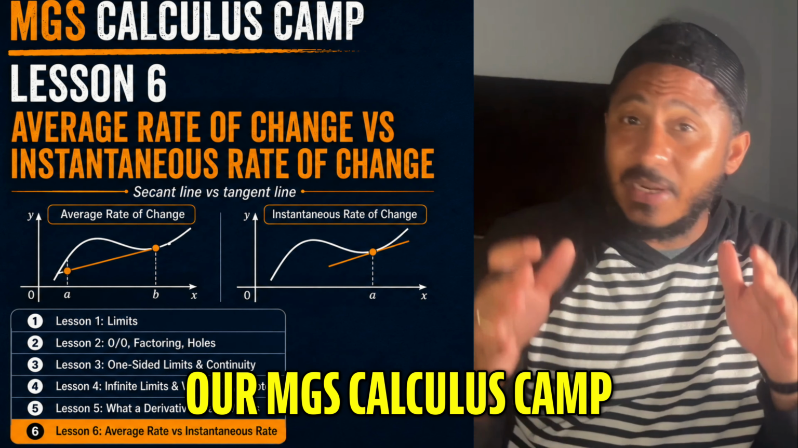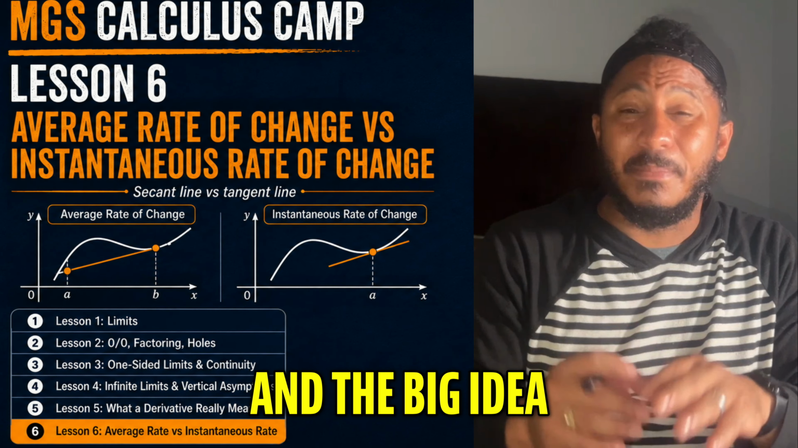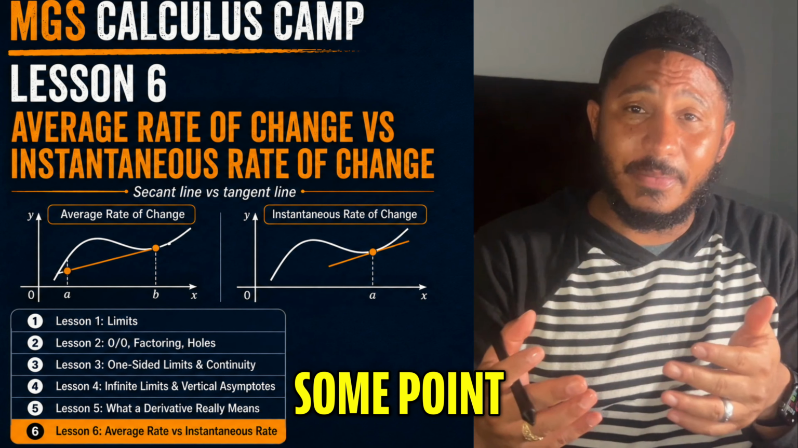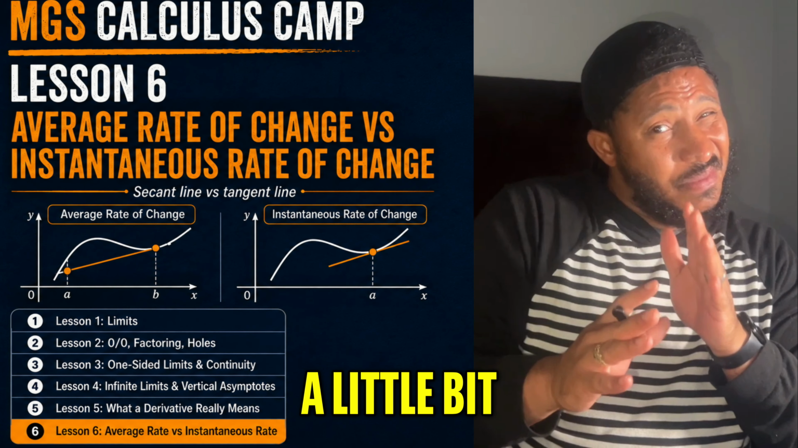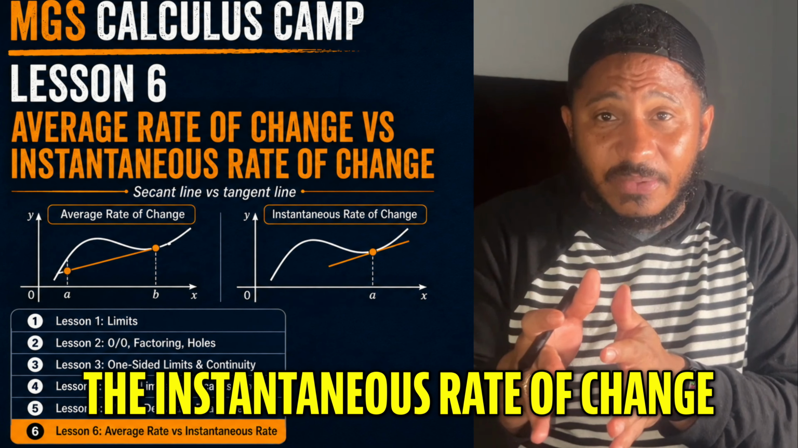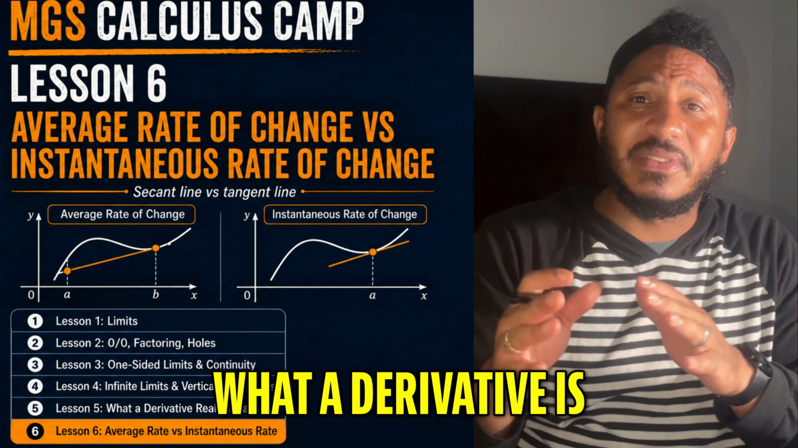So today we're continuing our MGS Calculus Camp. And last lesson we started talking a little bit about derivatives, okay? And the big idea was this. The derivative tells us a slope or a rate of change at some point. So today we're going to slow that idea down a little bit. Talk about the difference between the average rate of change and the instantaneous rate of change. Because before we get into the derivative rules for real, we need to understand what the derivative is actually measuring.